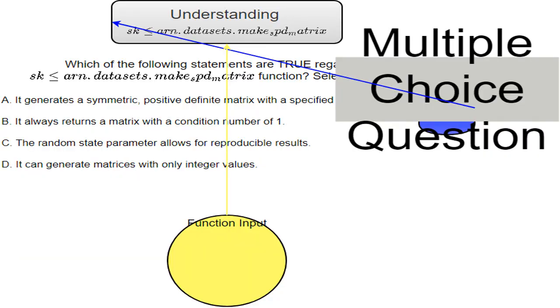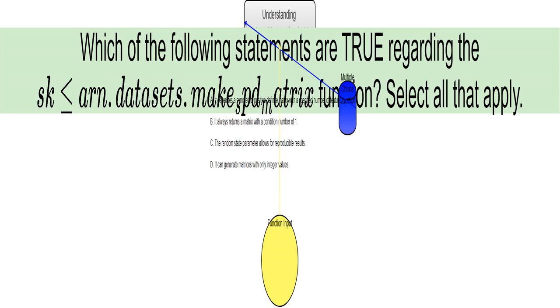This is a multiple choice question testing your understanding of the sklearn datasets make_spd_matrix function in Python's scikit-learn library. I'll assess your knowledge of its capabilities and the properties of the matrices it produces. Let's get started. I'm asking you to identify all the true statements about this function from the given options. Think carefully about each statement before selecting your answers.